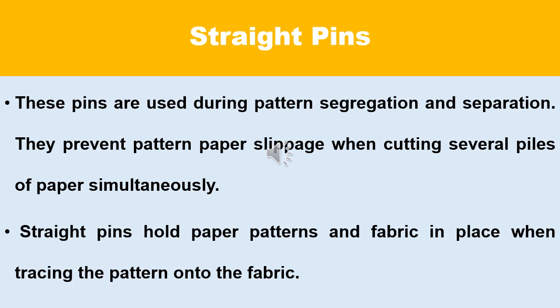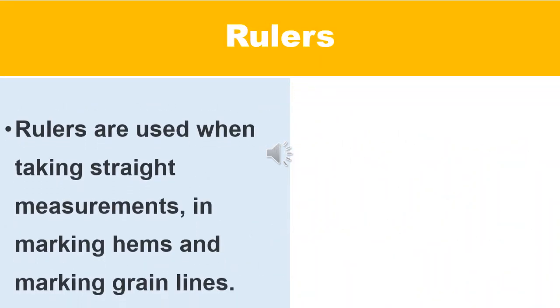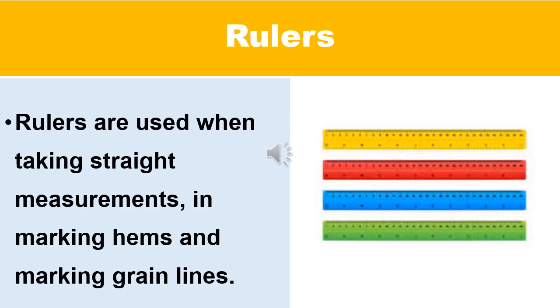Straight pins are also used to hold paper patterns and fabric in place when tracing the pattern onto the fabric. What about the ruler? Here we are talking about the ordinary ruler as shown in the image. Rulers are used when taking straight measurements, in marking hems and marking grain lines.